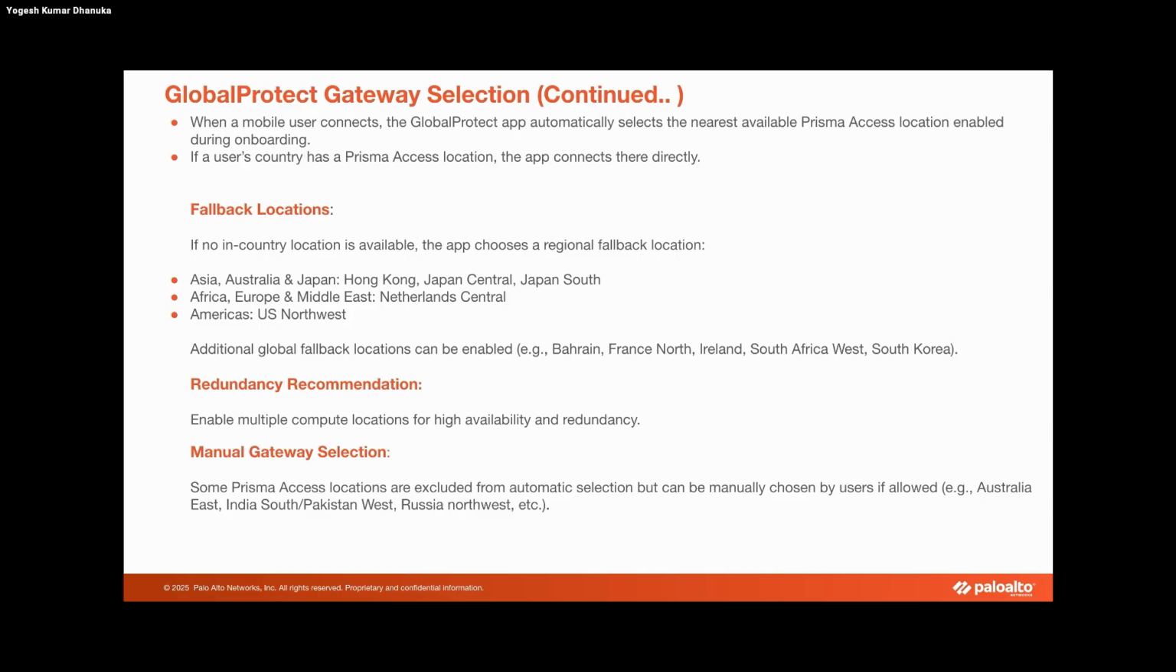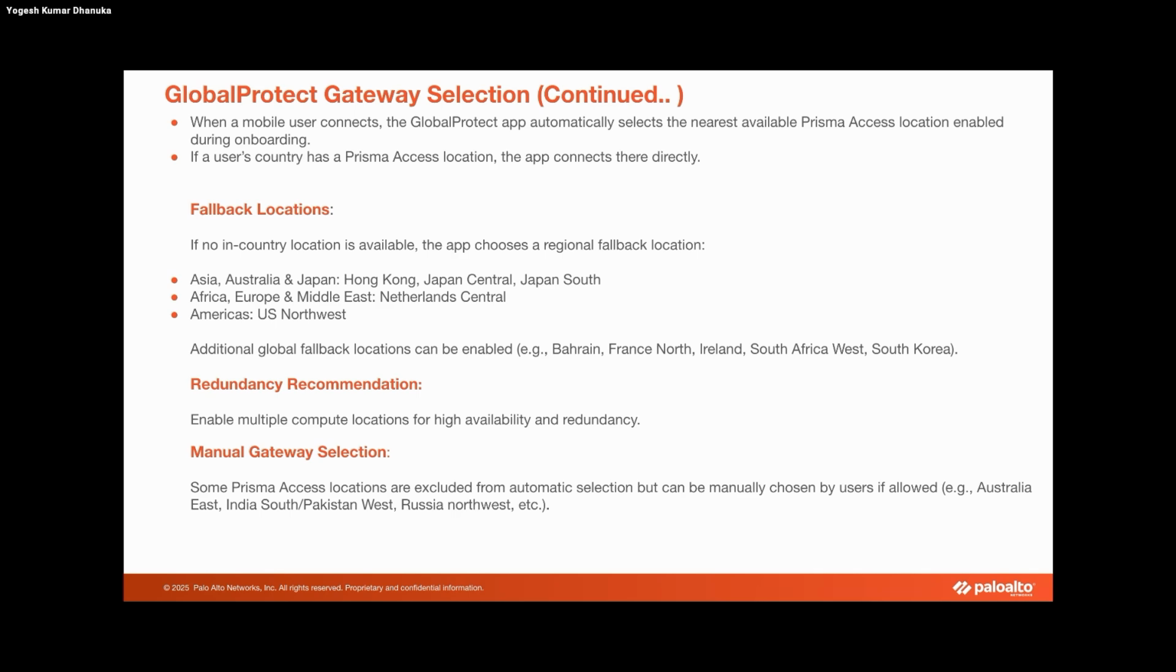Then if the global fallback locations are not deployed, then there are some additional fallback locations, specifically for APAC, they are India West and Singapore, and then there are some other global locations like Bahrain, France, Ireland, South Africa. So you don't have to configure anything in Prisma Access specifically for this. They're auto-defined. The priority component of the gateway is predefined in Prisma Access.